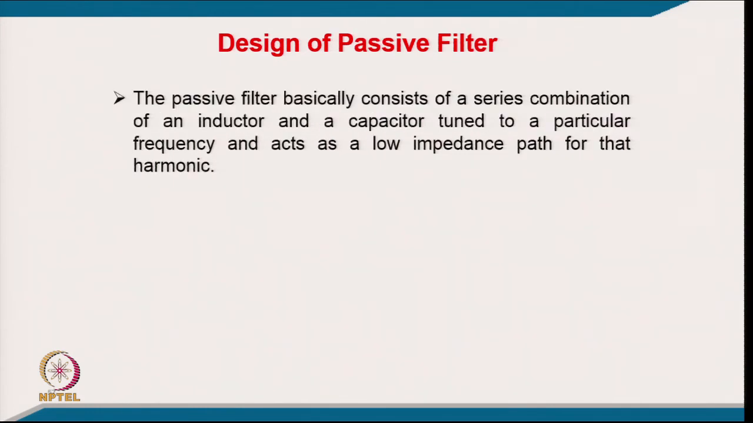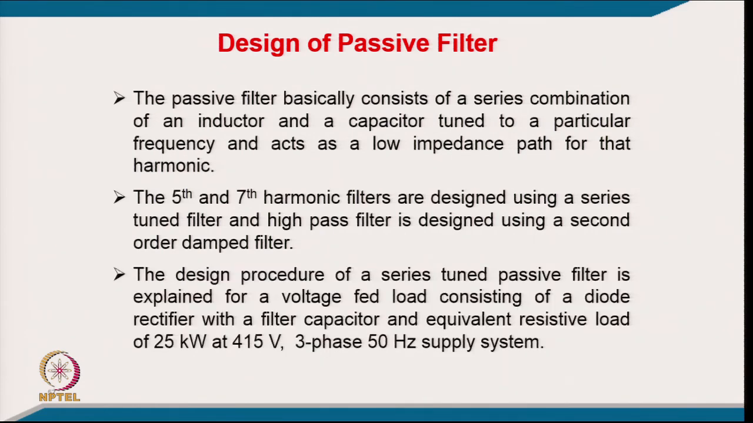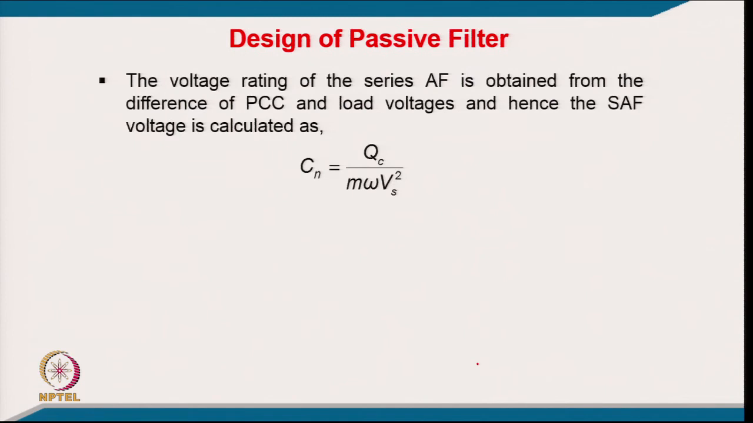The passive filter basically consists of a series combination of an inductor and capacitor tuned at a particular frequency, and acts as a low impedance path for that harmonic. The fifth and seventh harmonic filters are designed using a series tuned filter, and the high pass filter is designed using a second order damped filter. The design procedure of the series tuned passive filter is explained on the voltage fed load consisting of a diode rectifier with a filter capacitor, the equivalent resistive load of 25 kilowatt for a 3 phase 50 hertz supply system, and the voltage rating of the series active filter is obtained from the difference of PCC voltage and load voltage.